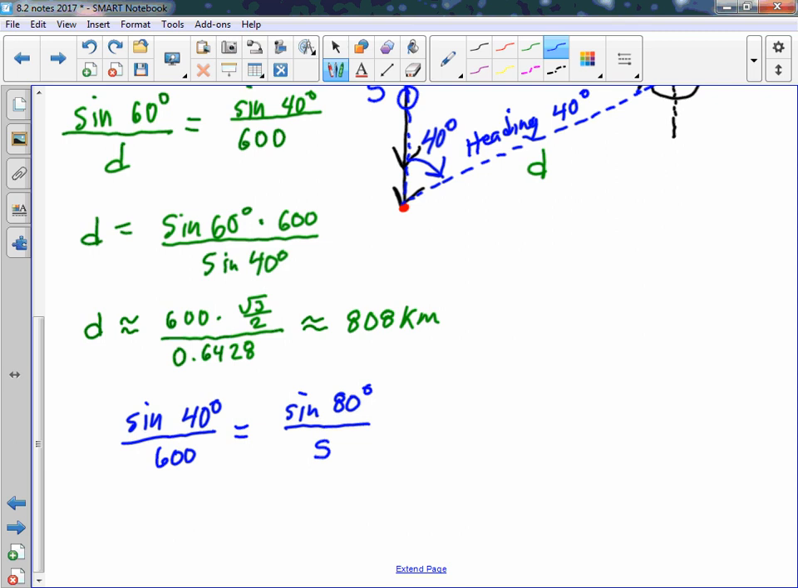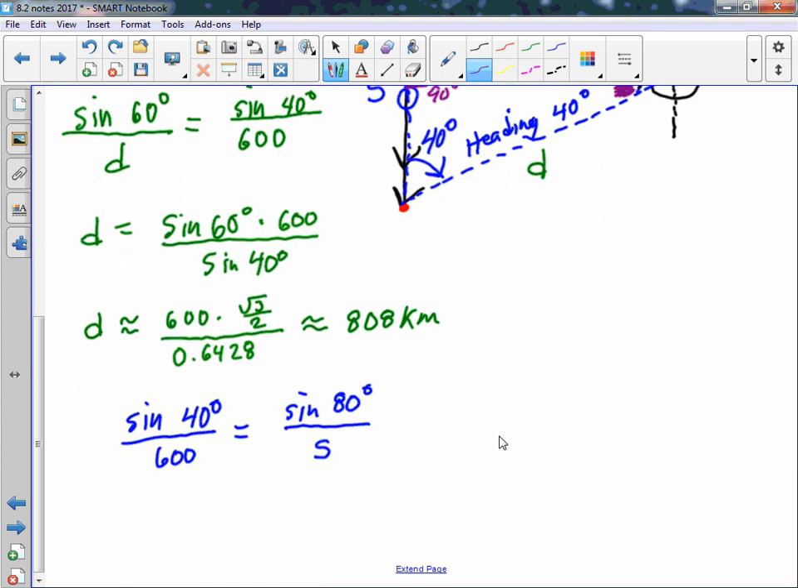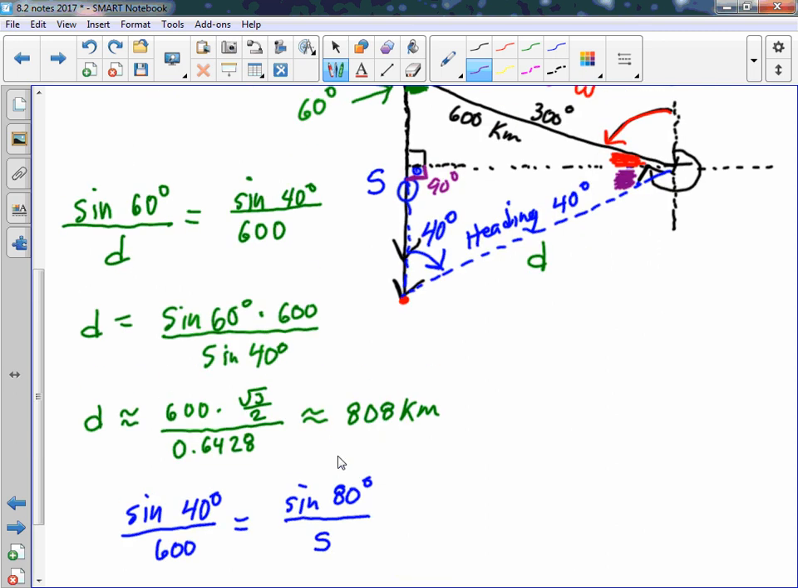And you're saying, where did he get the 80 degrees? Well, I had originally suggested that this little guy in here was 40, but I was wrong. It has to be, this is 90 in here. So if this is 40 and this is 90, then the triangle sum theorem tells us that this purple one in here has to be 50. It's just that my scale was wrong. Hopefully you'll draw yours a little bit stronger than that. Okay, so we have sine of 40 over 600 equals sine of 80 over S.